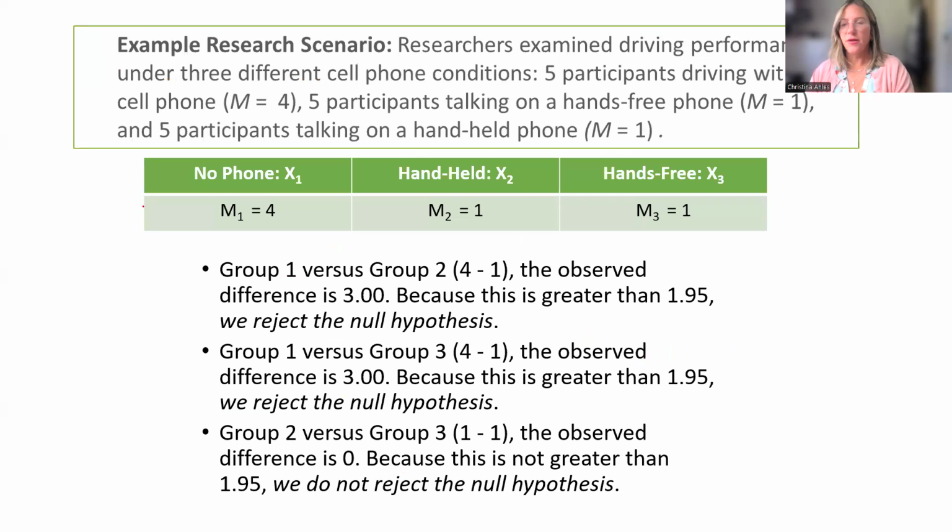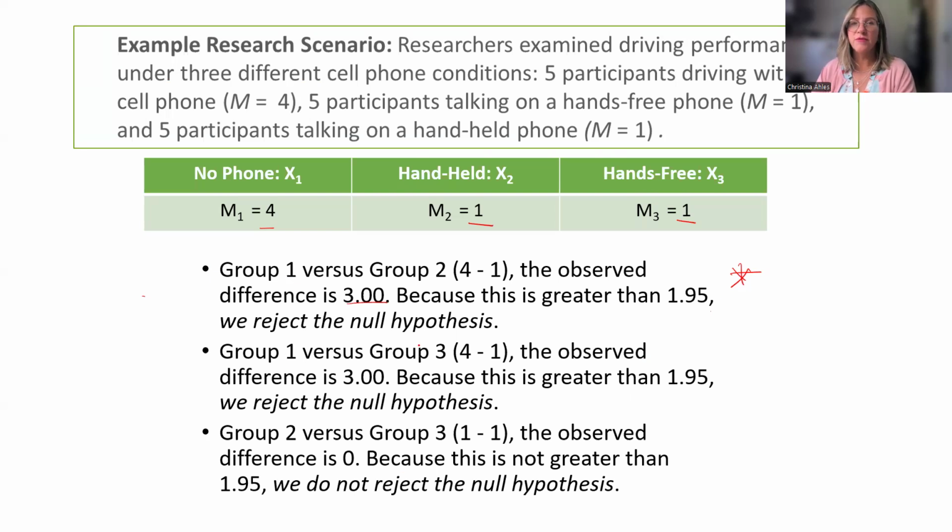So if you recall, for condition 1, the no phone, the mean was 4. For condition 2, the handheld, the mean was 1. For condition 3, the mean was 1. So all we want to do is look at all the combinations. So group 1 versus group 2, it's 4 minus 1. That difference is 3. That is greater than 1.95. So we know that condition 1 versus group 2 is significantly different.